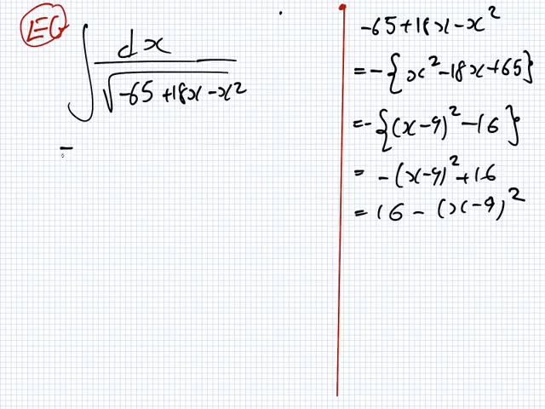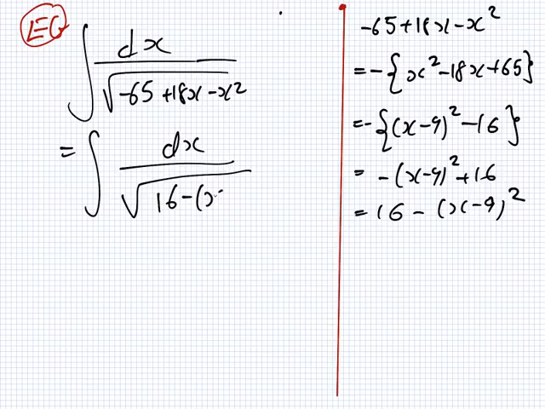So I can rewrite this as integrate 1 over root 16 minus x minus 9 squared. As before, I can say u is equal to root, come on, root, we'll get there.